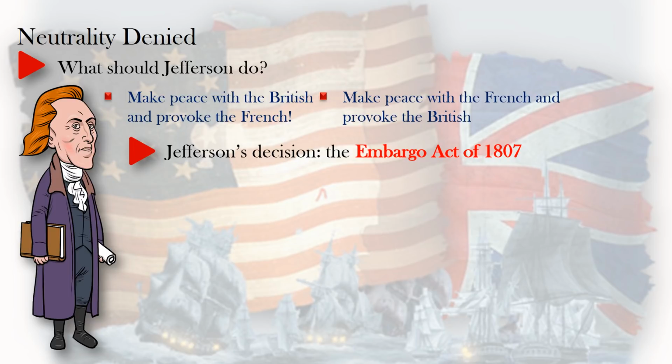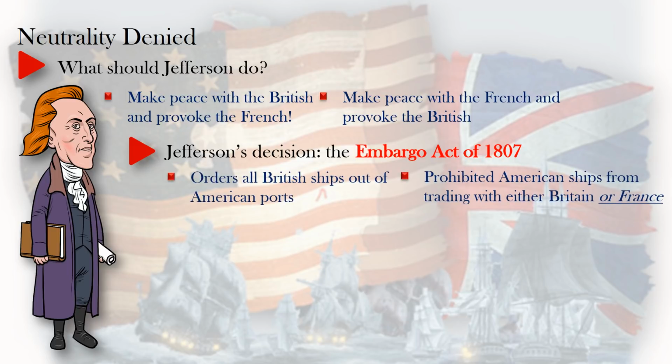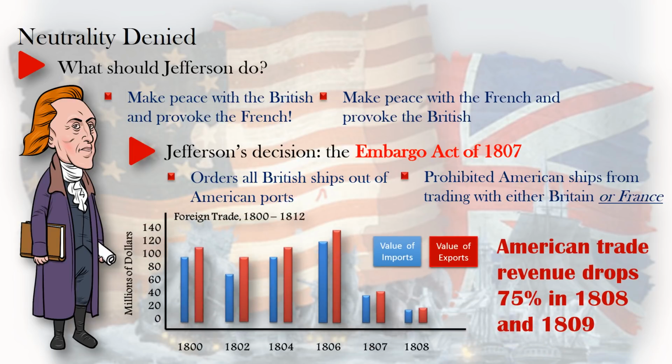Well, his decision is a little bit controversial. It's called the Embargo Act of 1807, in which he basically says, I'm not trading with anybody. He orders all British ships out of American ports, and he prohibits American ships from trading with either Britain or France. He's trying to establish the economic importance of the United States, trying to show the European nations that they cannot do without American trade and that they'd better start behaving. And what this actually does is it has the adverse effect on American economic activity. If you look at my graph to the left there, you can see that starting in 1807, the value of imports and exports just drops, and by 1808 it's dropping to nothing. American trade revenue drops 75% in 1808 and 1809, making New England shippers particularly angry.